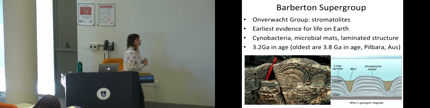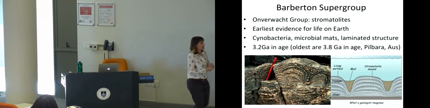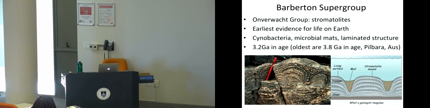And then another rock type which we find further up in the Onverwacht group are stromatolites. So this is a type of sedimentary rock, which the oldest examples in the world really are found in this Barberton group, and they are formed by cyanobacteria. So these are small algae, blue-green algae, and they form these enormous colonies, and they make enormous microbial mats.